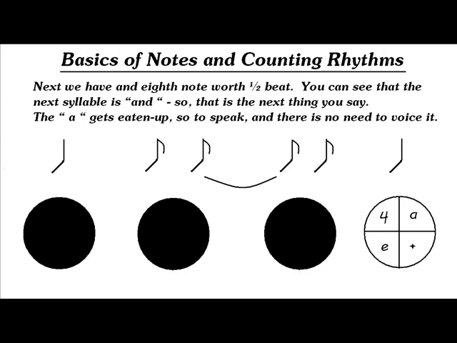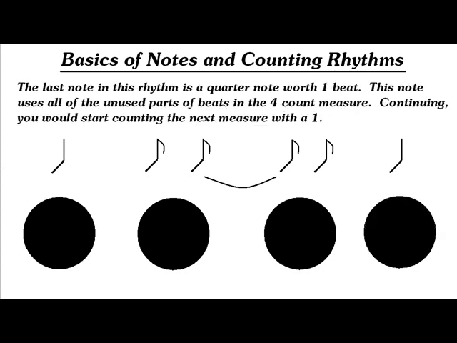The last note in this rhythm is a quarter note worth 1 beat. This note uses all of the unused parts of beats in the 4-count measure. Now our count goes like this: 1, 2, and 3, and 4. That's it. We've counted the rhythm. 1, 2, and 3, and 4. Continuing, you would move to the next measure and start with the number 1.